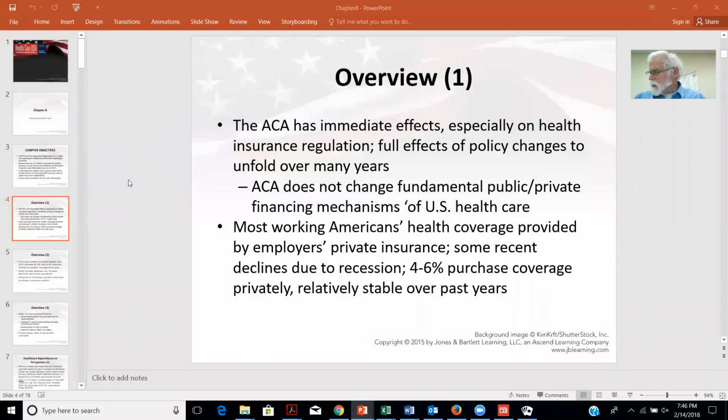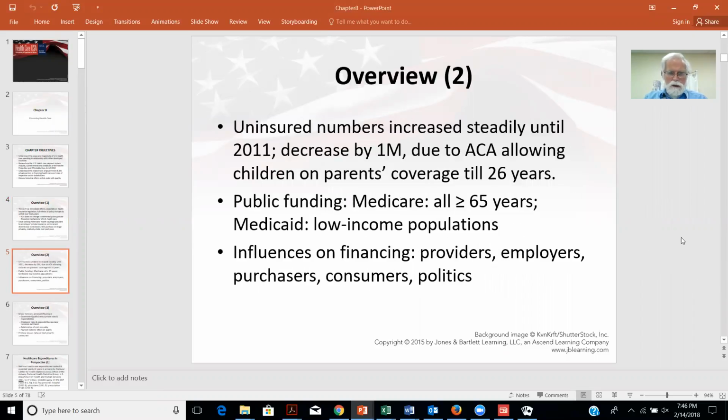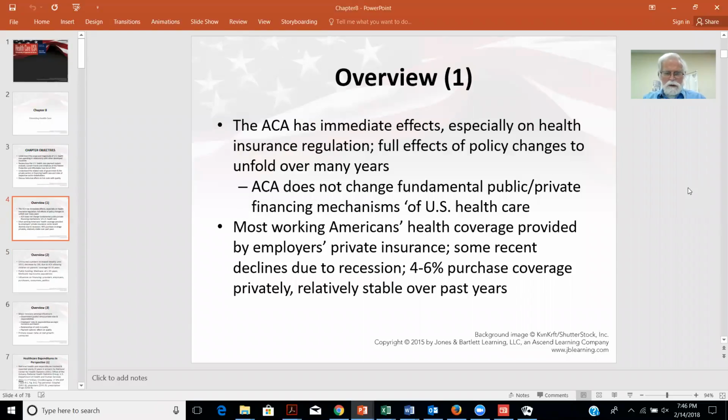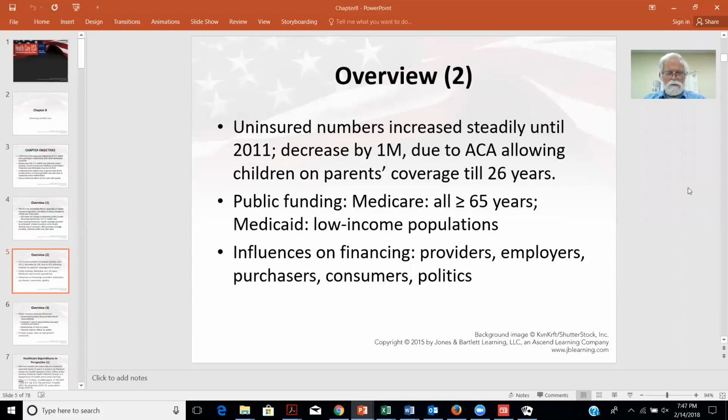Now we've gone on to Chapter 8, financing. I'm going to try and quickly go through this as well. The financing of healthcare is a challenge. A lot of coverage is provided by private insurance. Some is provided by public funding, Medicare, Medicaid. Some of it is financed by out-of-pocket payments by patients.